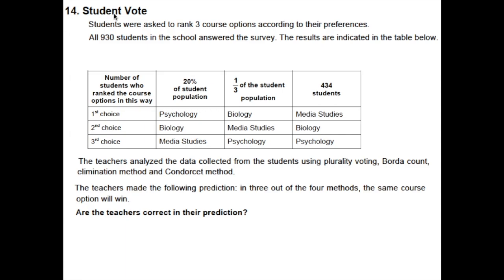Question number 14, student vote. Students were asked to rank 3 course options according to their preferences. All 930 students in the school answered the survey. The results are indicated in the table below.